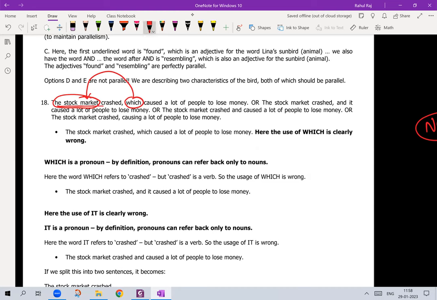Now imagine, here itself you see, no? The stock market crashed and it caused a lot of people to lose money. So obviously, it as a pronoun is going back to stock market over here. This is fine. This is just a rule for which, Harin. That's it. The rest of the other pronouns can refer back. No issues at all. Okay.